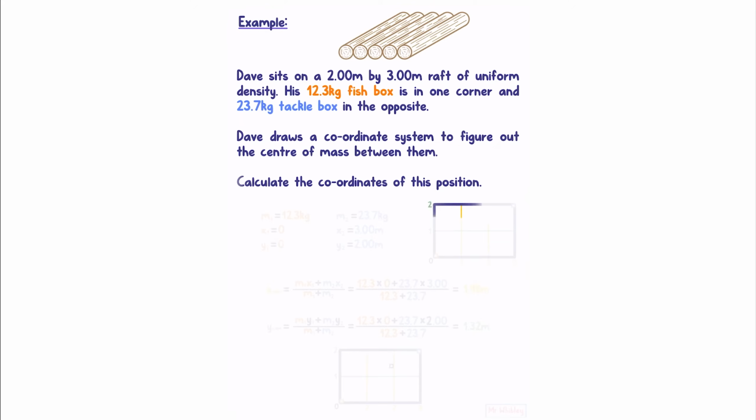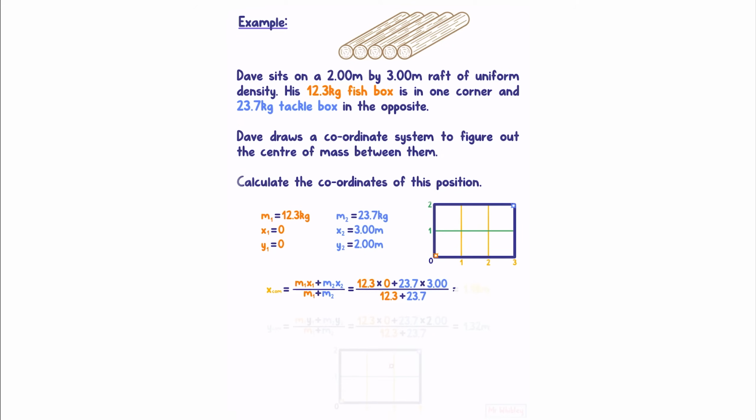And so representing the raft as a coordinate system, we can place our fish box at the origin, which, given the dimensions of the raft, puts our tackle box at an x of 3 meters and a y of 2 meters. Knowing the x values and the masses, we can find our xcom. Putting in our numbers gives us 1.98 meters. Doing the same for our y values, putting our numbers in, gives us 1.32 meters, which we can plot on our coordinate system.